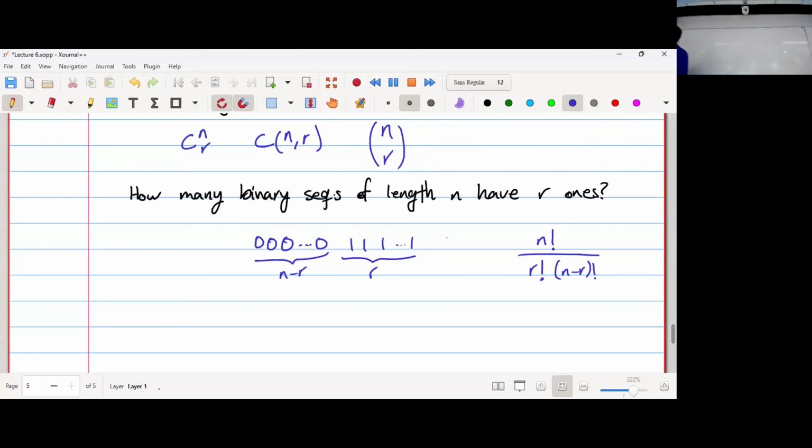Because again, just assume that all of these letters are different. I have n factorial different permutations, but then my zeros are not different. So I've counted every solution n minus R factorial ways based on how I can permute my zeros. And my ones are not different. So I've counted every solution R factorial ways based on how I can order the ones. Okay, great. So I could just find the value of C(n, R), or n choose R. I know that n choose R is now this.